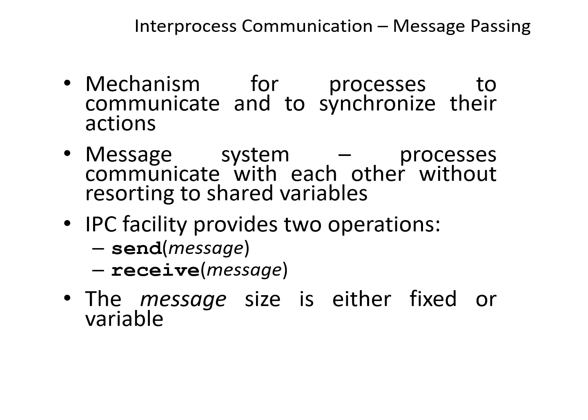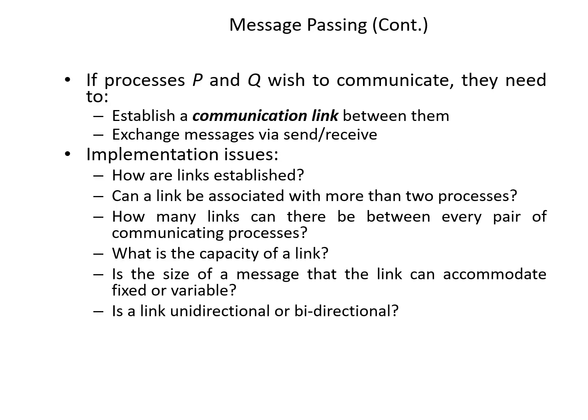A message system has processes communicating with each other without resorting to shared variables. The IPC facility can be implemented using two operations. One is send of message and the other is receive of message. Here the size of the message can be fixed or variable. If processes P and Q want to communicate with each other, initially they need to establish a communication link between them. Only then can the exchange of messages be done using the send and receive operations.